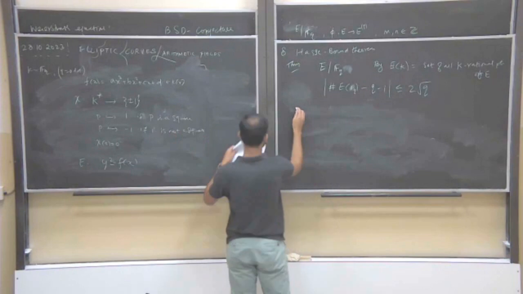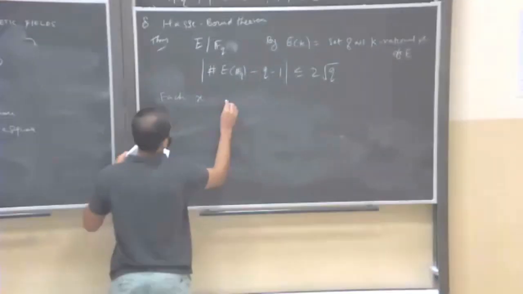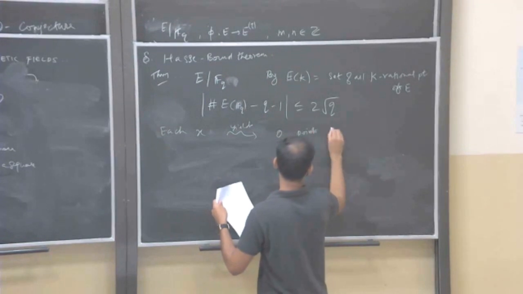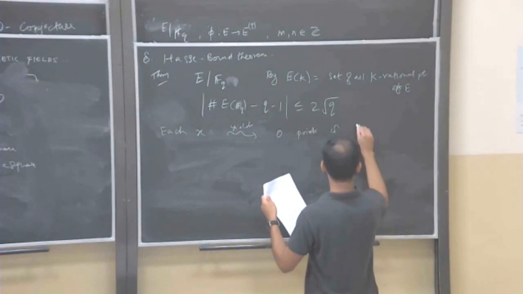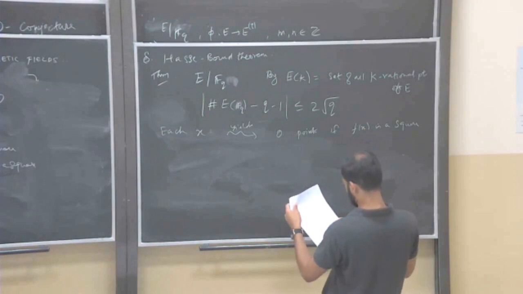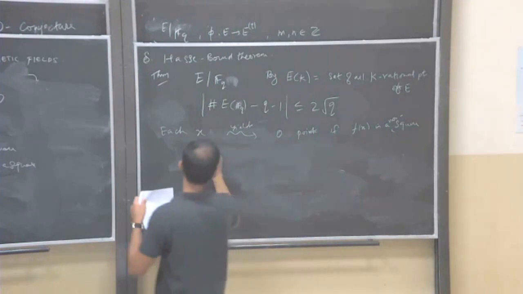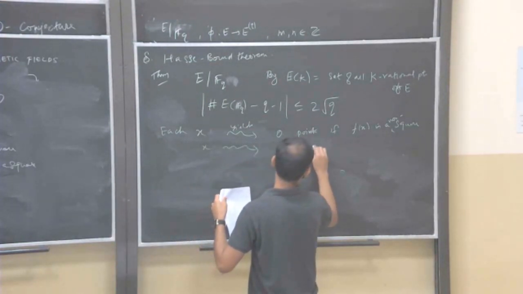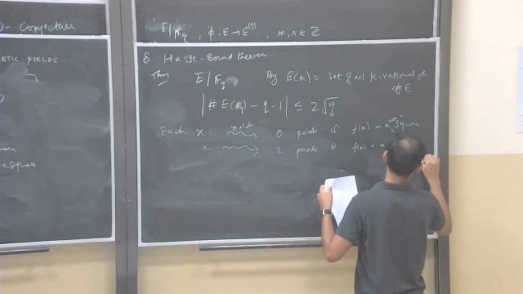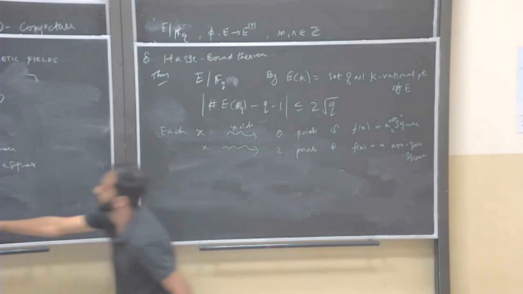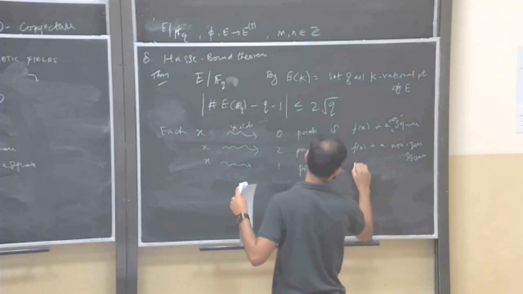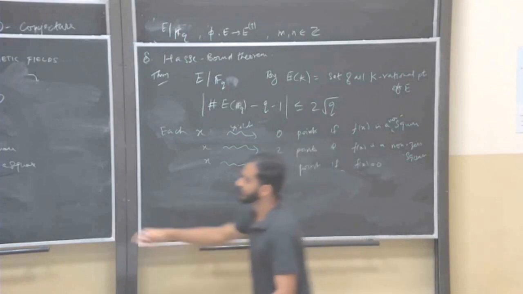From the definition of the chi, what we can see is each x has zero solutions, like 0 points, if f of x is a non-square. If it's non-zero but a square, it means 2 points, because y squared has 2 solutions. And it has exactly 1 point if f of x is exactly 0, because we have defined it to be 0 here.